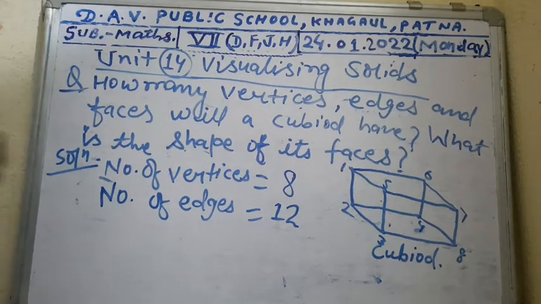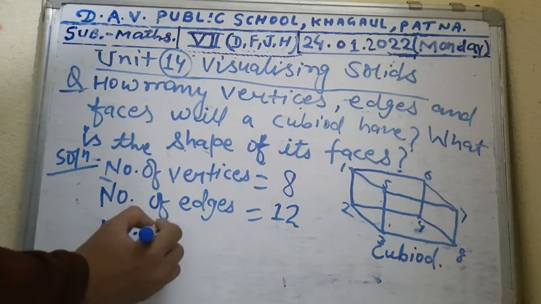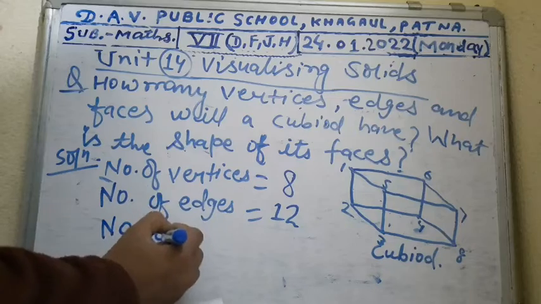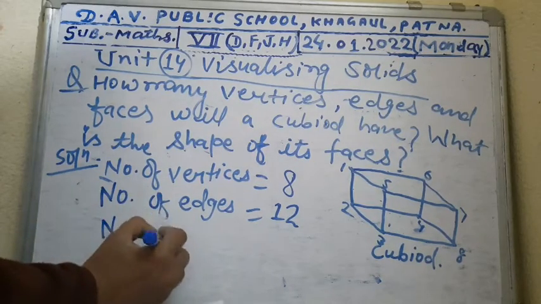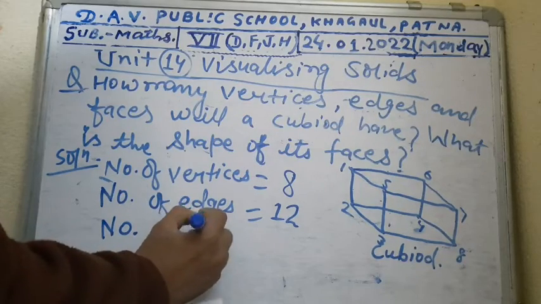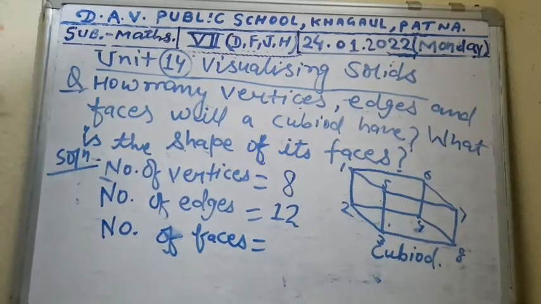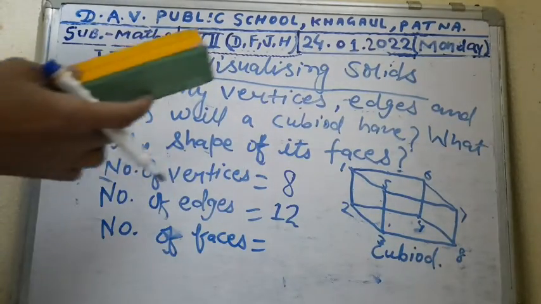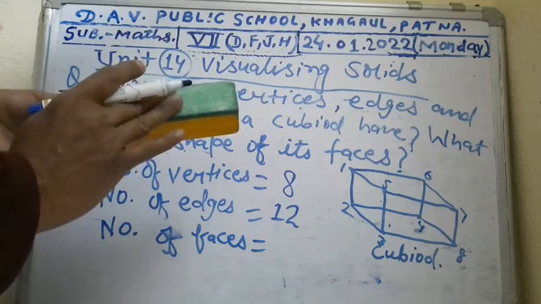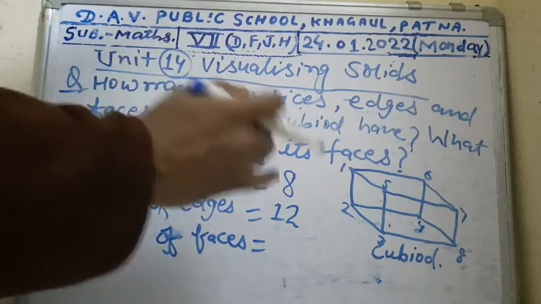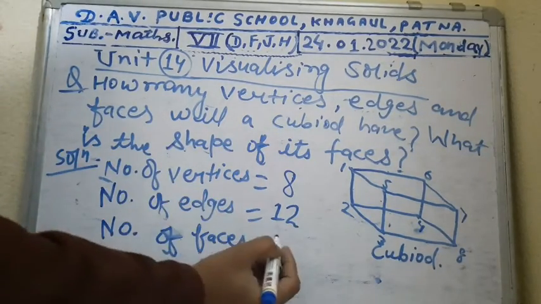Next, number of faces. फेसेज आप काउंट करके देखिए इसका फेस. This is the 1, 2, 3, 4, 5, 6. सो नंबर ऑफ फेसेज इज इक्वल टू 6.